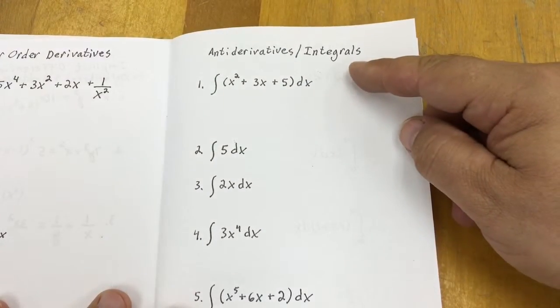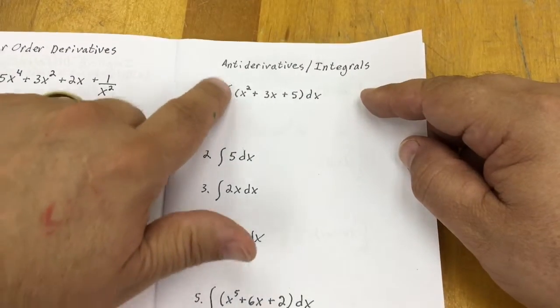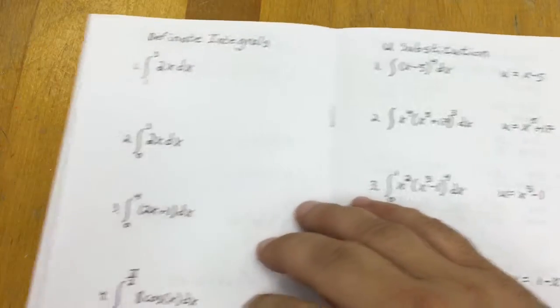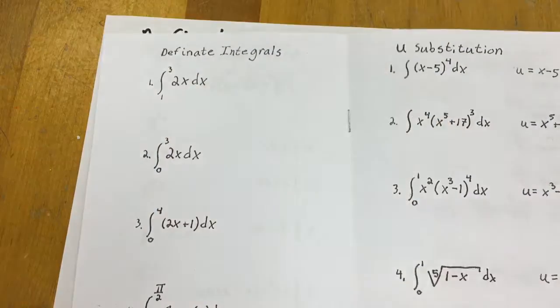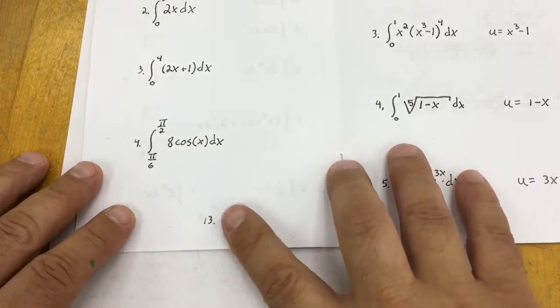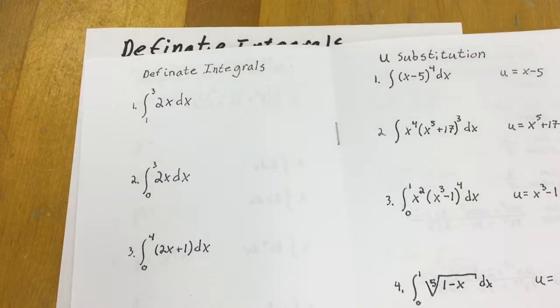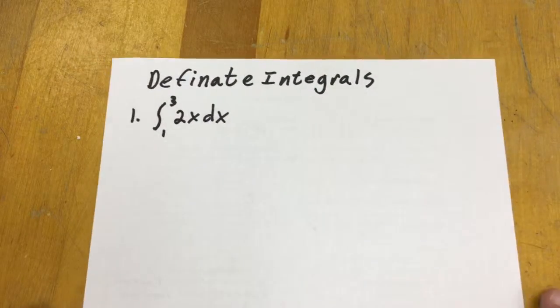Well, after integrals, with just a little loopy s there, comes definite integrals. And this is called on the interval from 1 to 3. This is page 13 from A Very Brief Look at Calculus. And we're going to evaluate some definite integrals.